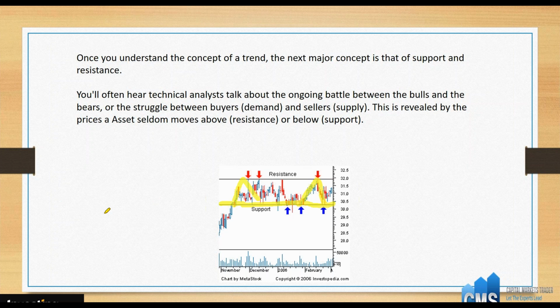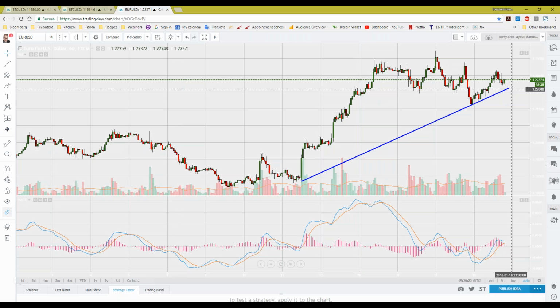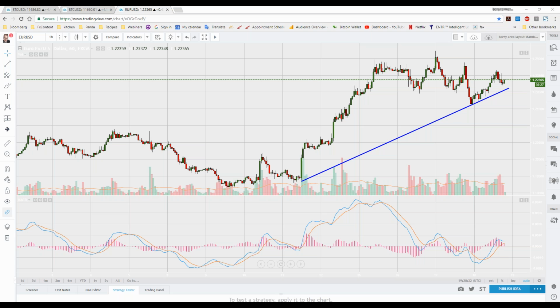So if we go back over to our chart on the euro, over here, we can then start finding out what our levels of support and resistance are. Hold on one second, I want to bring something up for you. I'm just trying to bring up another screen.